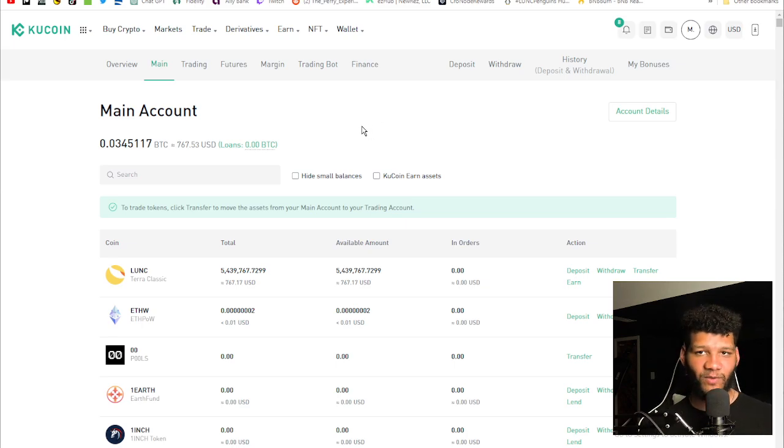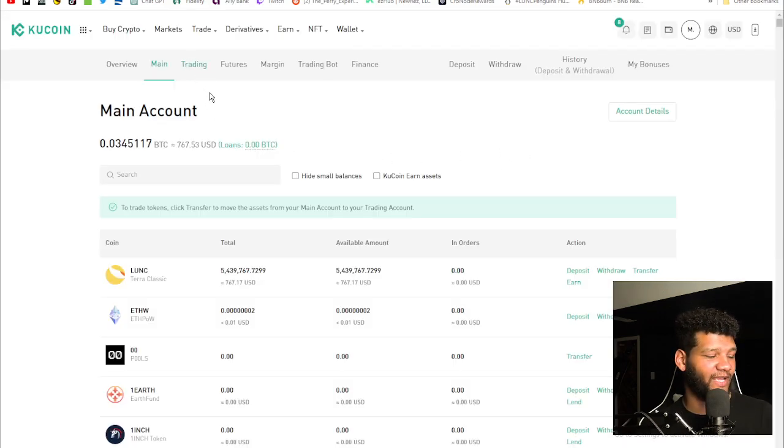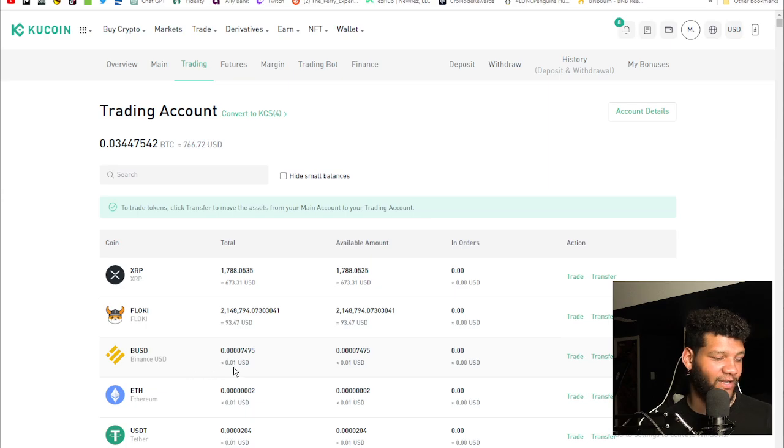But in order to trade cryptocurrency and swap back and forth and do everything that you want to do within an exchange, it's a lot more complex than just taking your money and buying some position. Right from the start with Kucoin, you're converting it to USDT in order to make these trades. So then once you make that trade, now you're going over to the trading account. So you want to transfer. Say if you do have Lunic or whatever, you would transfer from your main account to your trading account. Now I do keep some in my trading account. So if I go over to my trading account, I have XRP and Floki, and I usually keep BUSD over here if I'm looking to make any purchases.